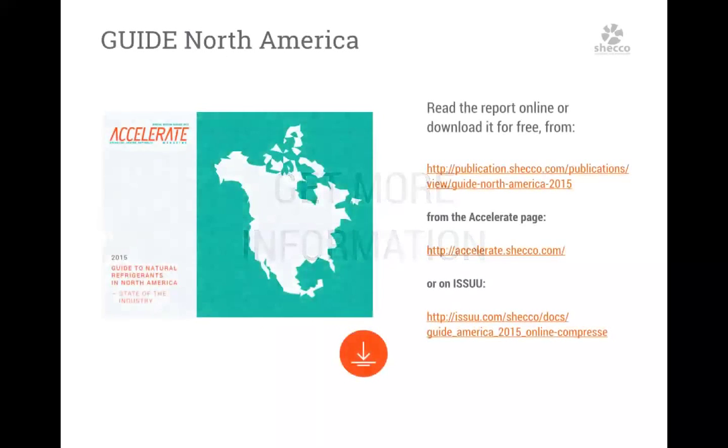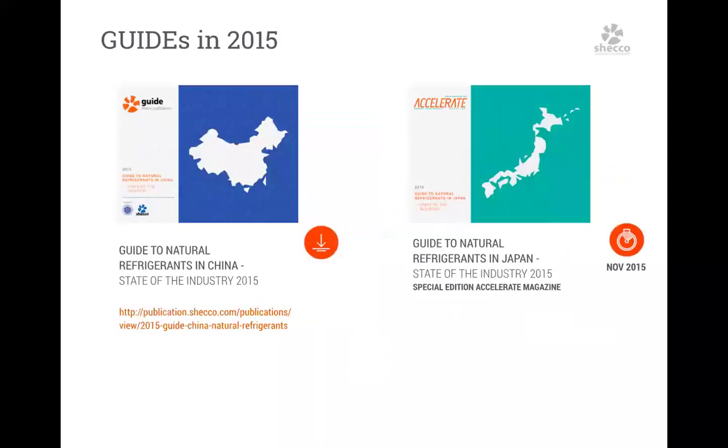I just wanted to add a few slides on how you can get more information. Okay, so just to summarize here again, to repeat, you can read the report online, you can download it for free. There are various sources where you can get it from, either from the publications page, from the Accelerate page, or from Issue. It is easy to download and view online.